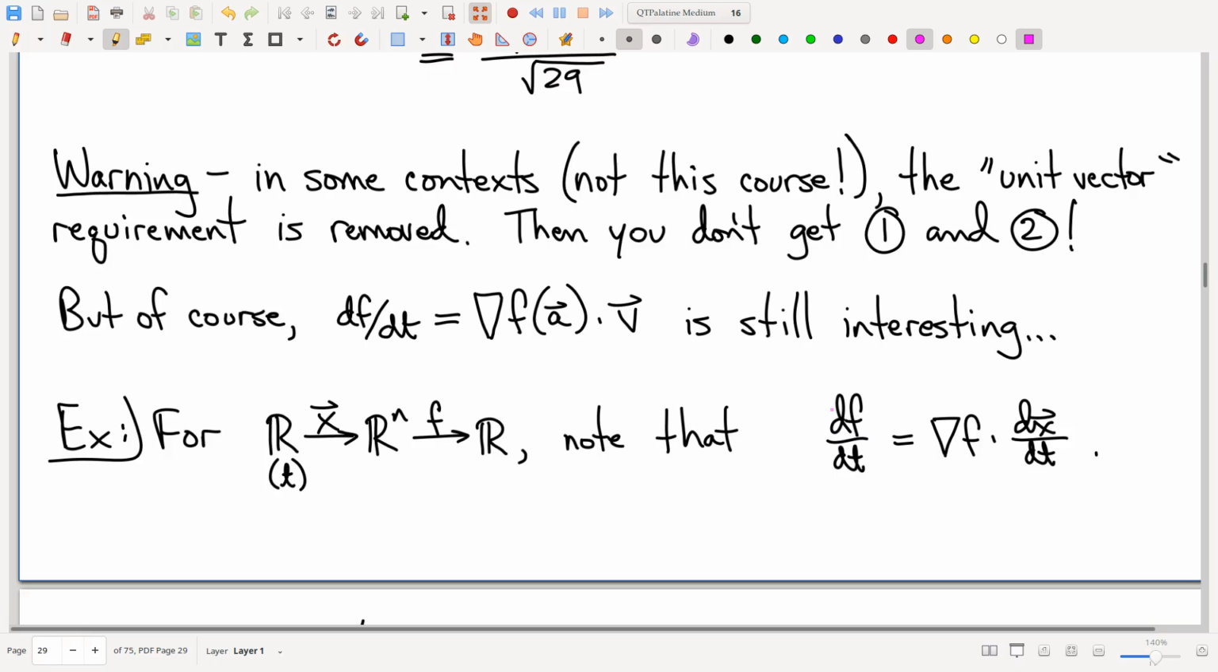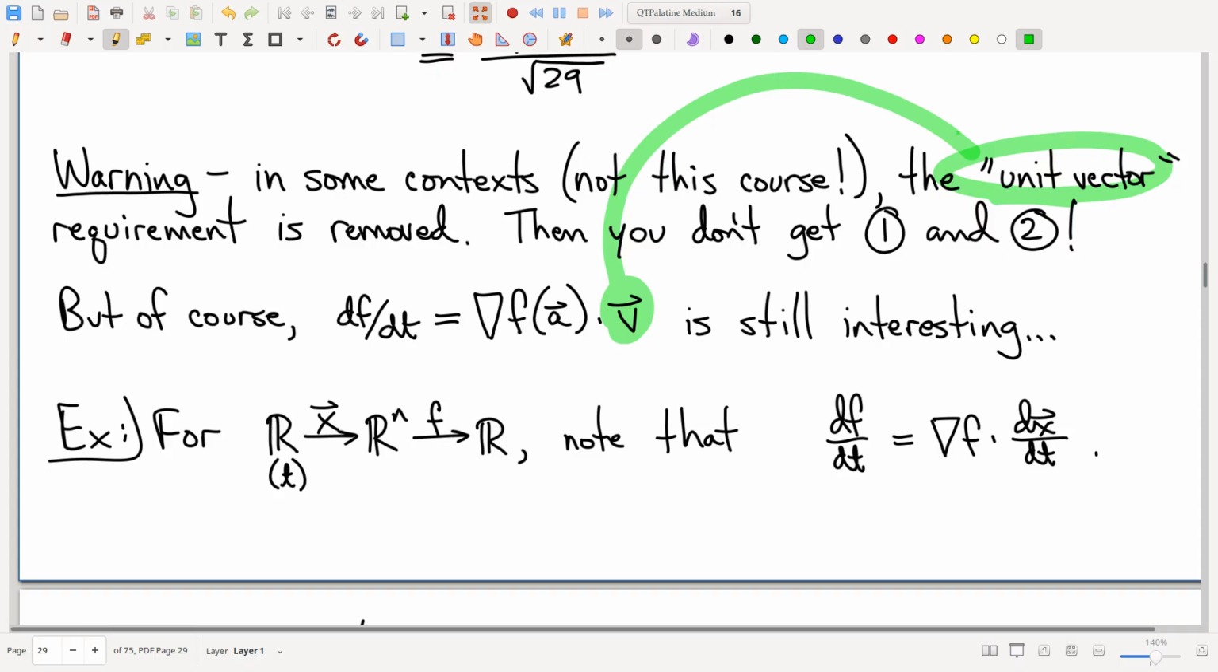This unit vector requirement. Now, for what we're doing in this course, the fact that the vector has to be a unit vector is important to know what we did, right? The whole idea is we were sort of piggybacking off of the idea of a partial derivative, and partial derivatives are all in terms of unit vectors. If you want to be able to make all the interpretations that we just did, unit vectors only.